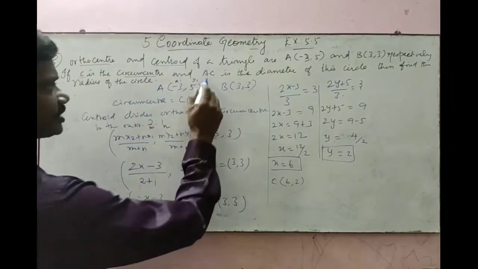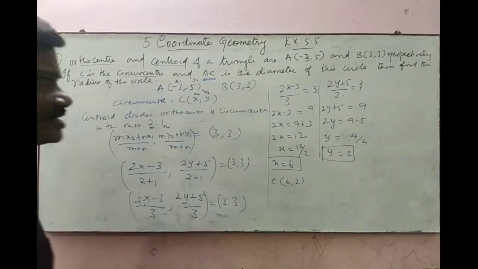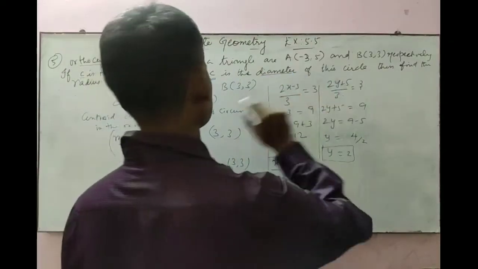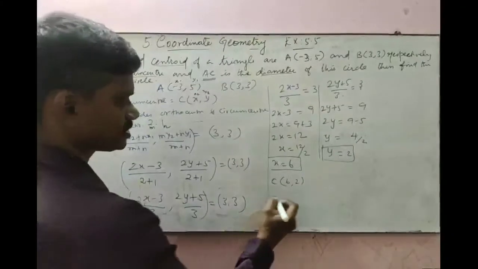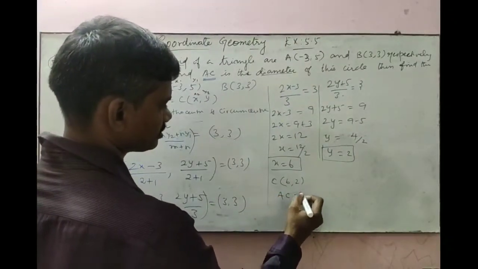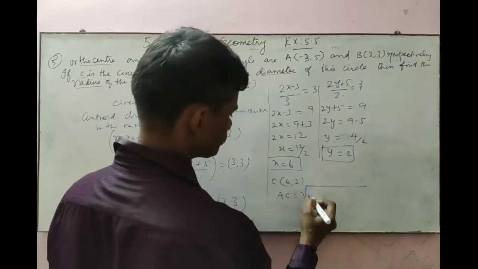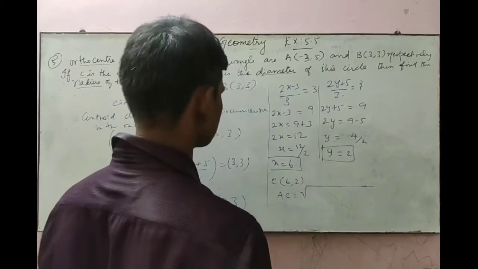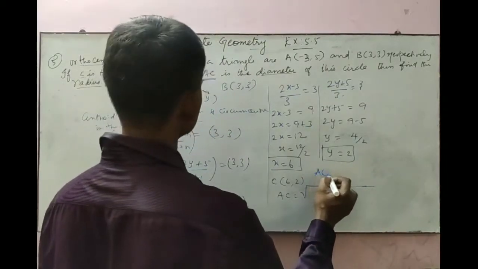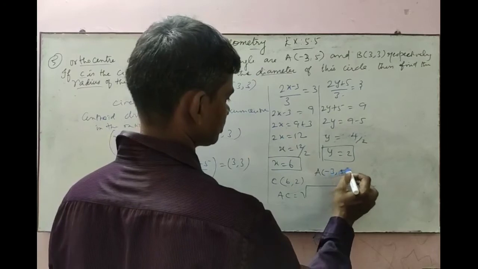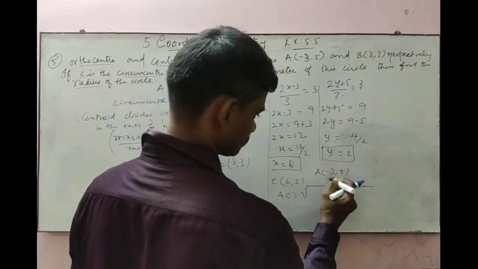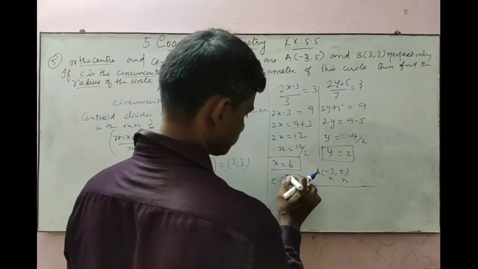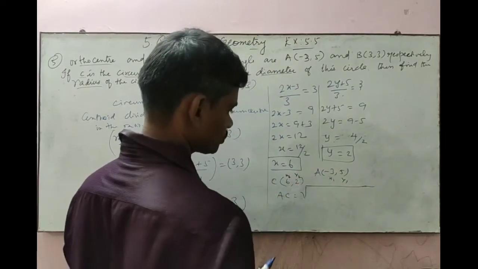They ask you to find the AC. AC is the diameter. They ask you to find the radius. First we have to find the distance of diameter, that is AC. What is that? The formula is x2 minus x1 whole square plus y2 minus y1 whole square. What is A here? Here A is minus 3 comma 5. Keep this as x1 y1 and C as x2 y2.